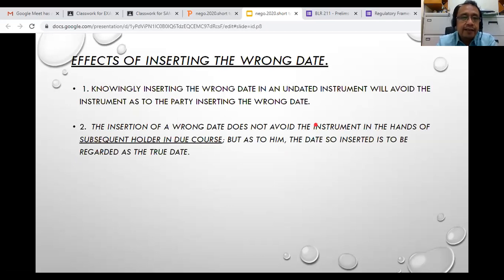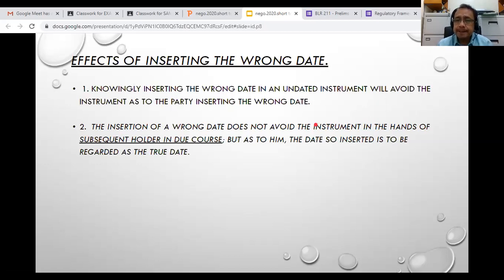What is the effect? The insertion of the wrong date does not avoid the instrument in the hands of a subsequent holder in due course. But as to him, the date so inserted will now be regarded as the true date of the instrument. How is that?